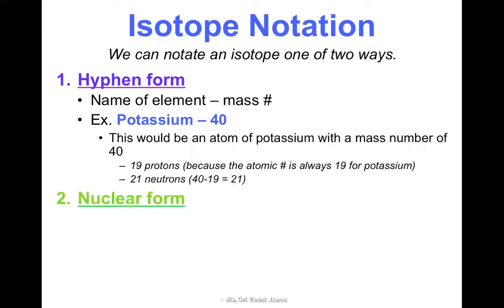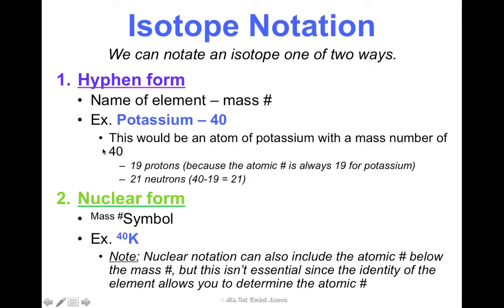Now, another way we could write this is nuclear form. And this is the symbol of the element with the mass number kind of superscript in the top left corner. So to write potassium 40, we would write this little 40 and then the K, which is the symbol for potassium. Now, something to note is that nuclear notation can also include the atomic number below the mass number. So you could technically put a 19 right here, but it's technically not necessary or essential, because if I know potassium, I can always look on my periodic table to determine the atomic number, which is 19. If I know 19, I can always figure out it's potassium. So having both is a little bit redundant. So for my class, you only need to make sure you include the mass number.